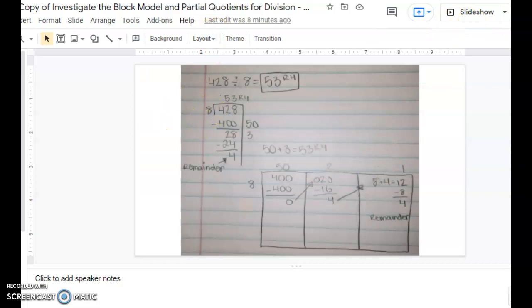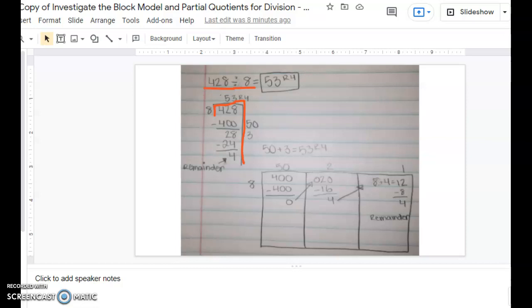Here's my third problem of 428 divided by 8. Again, here is my partial quotient, big 7. I know that 8 times 100 is 800. So I just did half. I was like, oh, well, half would be 50. So 50 times 8 gives us 400. We subtract that from 428, leaving us with 28.